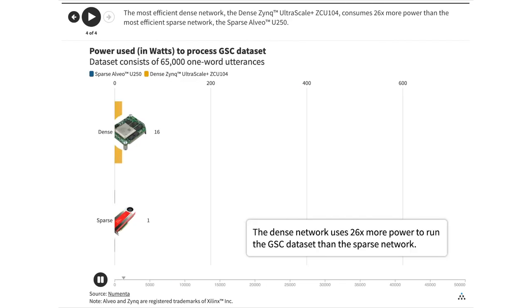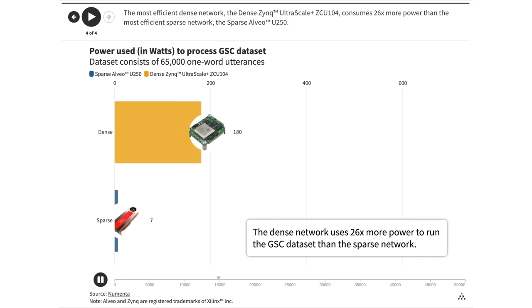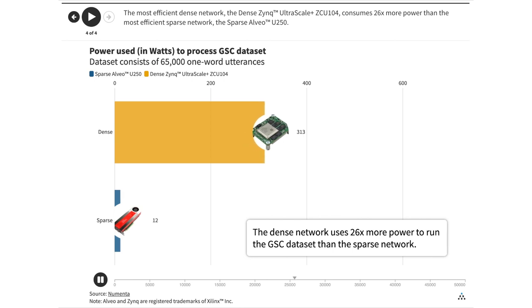In our last chart, we look at power consumption, which is rapidly becoming the most important criterion in measuring the efficiency of deep learning systems. This chart shows how much power, measured in watts, each network uses to process the GSC dataset. Knowing that different chips make different power performance trade-offs, we wanted to compare the most efficient dense configuration to the most efficient sparse configuration. The most efficient dense configuration in terms of power usage is the ZCU104.